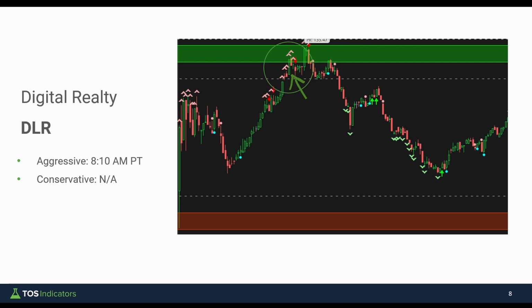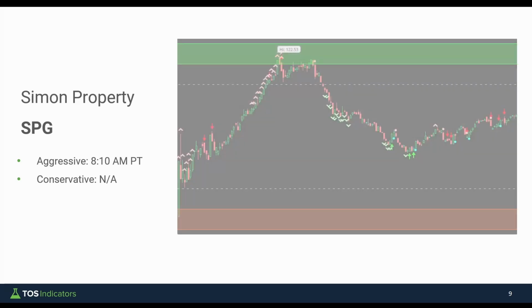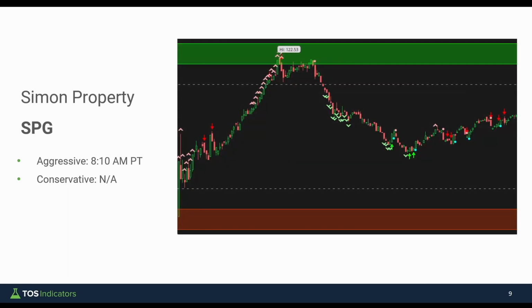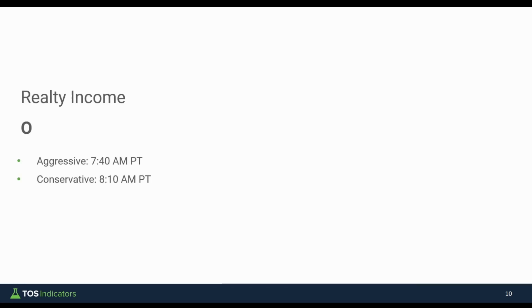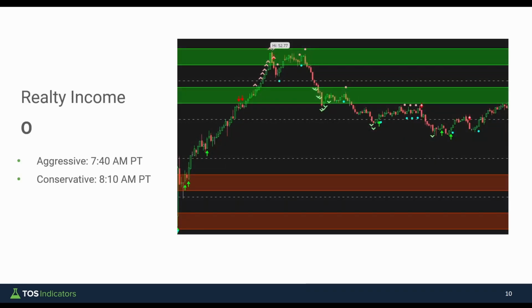8:10 a.m., the green candle, when price action breaches the aggressive volatility box models. The next one, Simon Property Group, same idea here, 8:10 a.m. Pacific, after the sector has already breached its conservative models. And you'll notice this 8:10 a.m. Pacific mark was a pretty key mark inside of many of the top holdings.